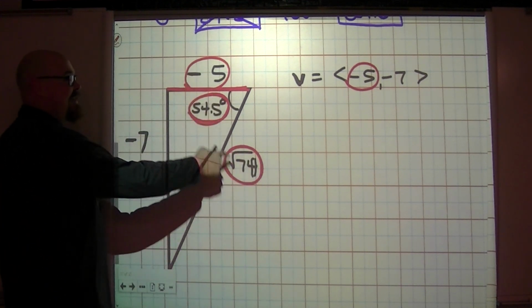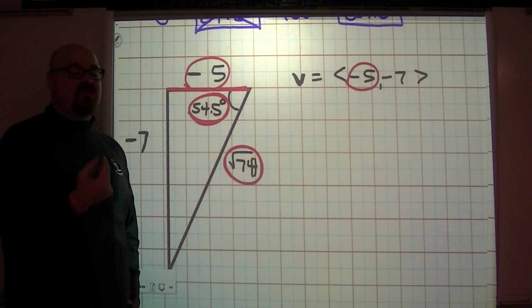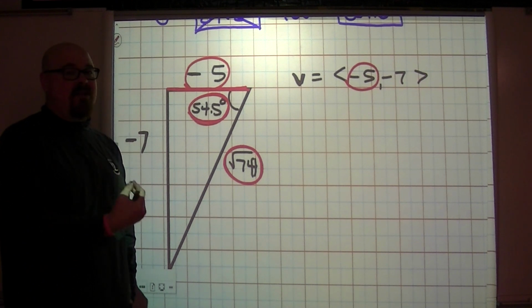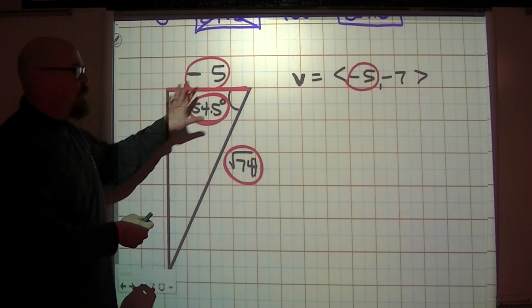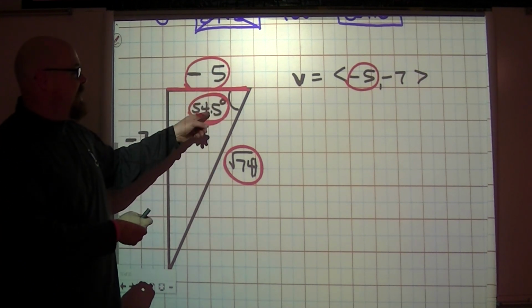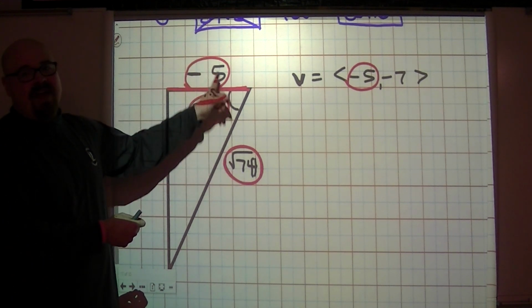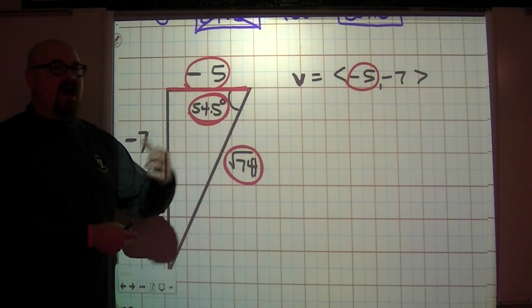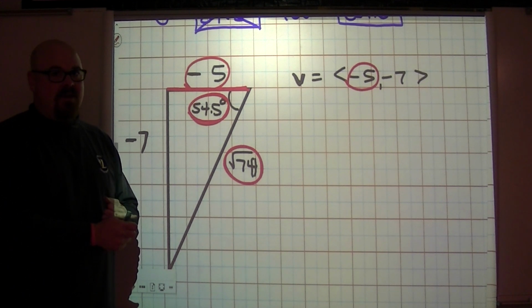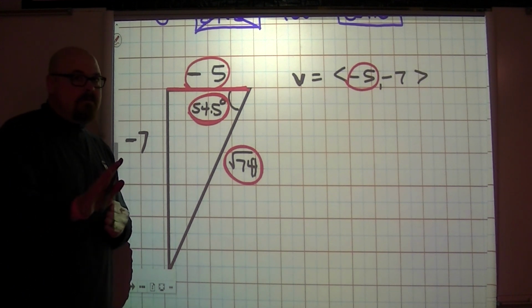These two sides and this angle, is there any relationship you've ever learned about in your entire math career with a right triangle where you know an angle and you know two sides, you could set up some kind of relationship, okay? I'll pause.